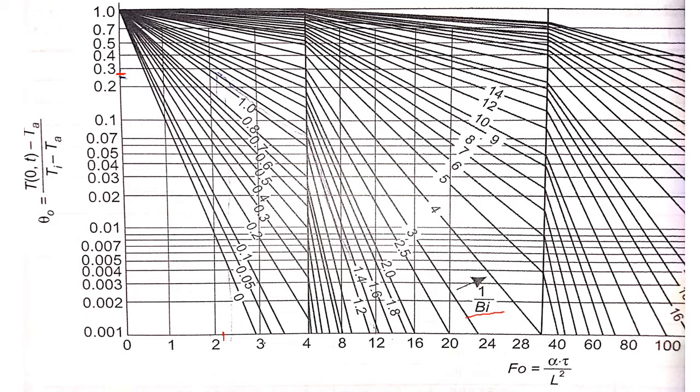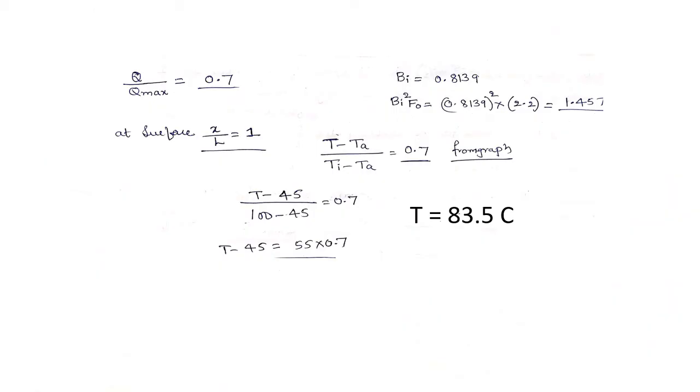Now next is, what fraction of energy is removed during this time? That means we have to calculate q divided by q maximum. In order to calculate q divided by q maximum, this value, this 0.7, I have taken directly from the graph only. Let me write here, graph.